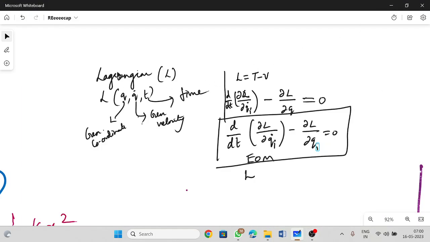Hi everyone, and today we are starting with the Lagrangian formalism and its basics somewhat. I will go through some essential things, and we'll get into some problems only, right?